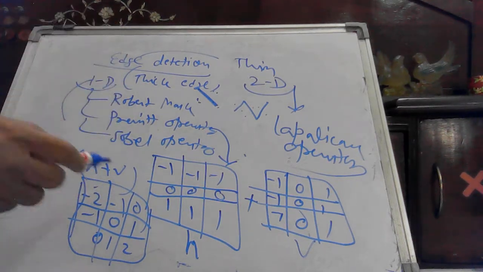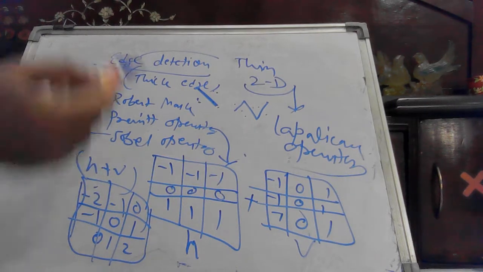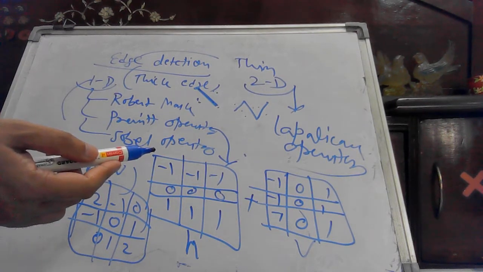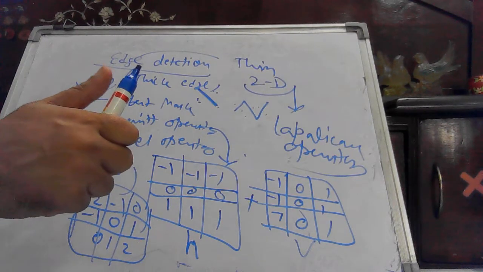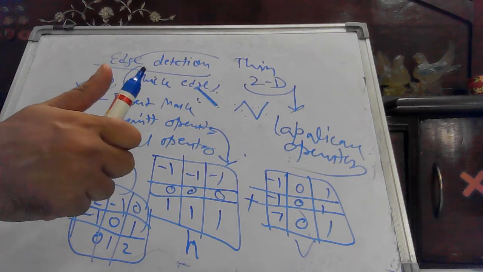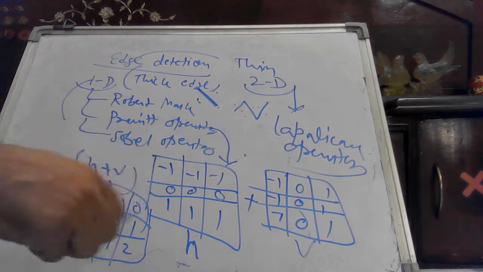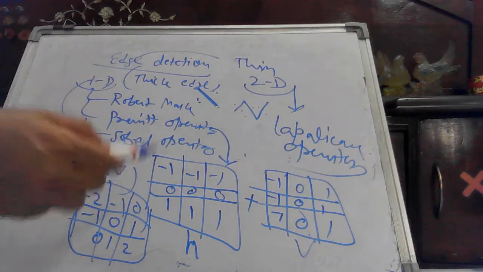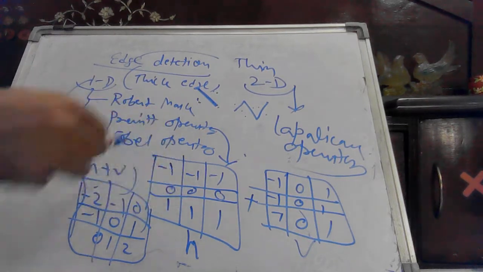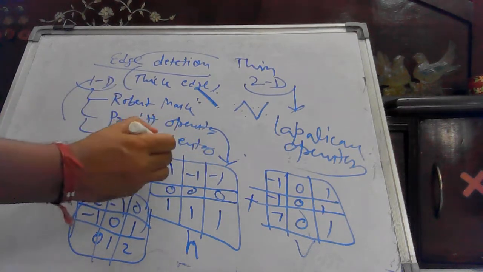So for one dimension edges you could use the Roberts, Prewitt or Sobel operator. The Sobel operator is giving much better results compared to Prewitt. If you remember, what is the reason I have told you? Because in the Sobel operator you are trying to give more focus to the nearest neighbors of the edge that you are considering.